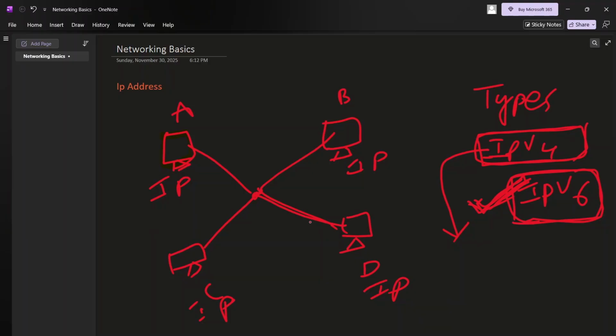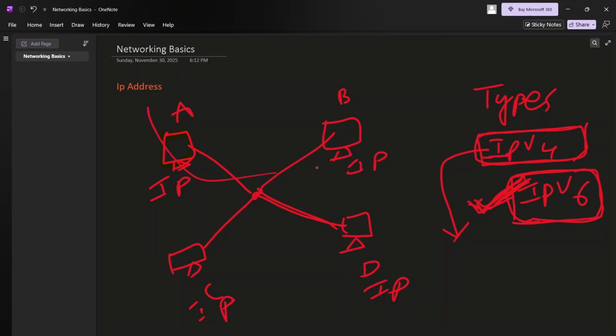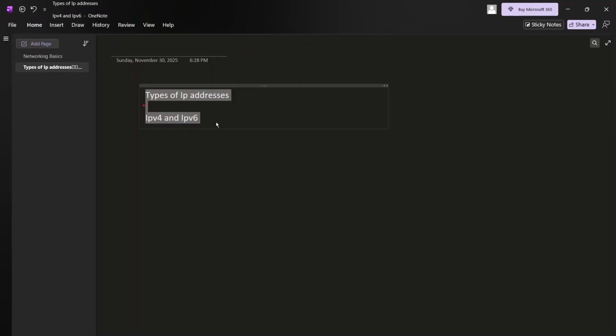Next, moving to IP address types. The types are IPv4 and IPv6. These are the two types of IP addresses. Coming to IPv4, Internet Protocol version 4. Here, in total we have 32 bits.